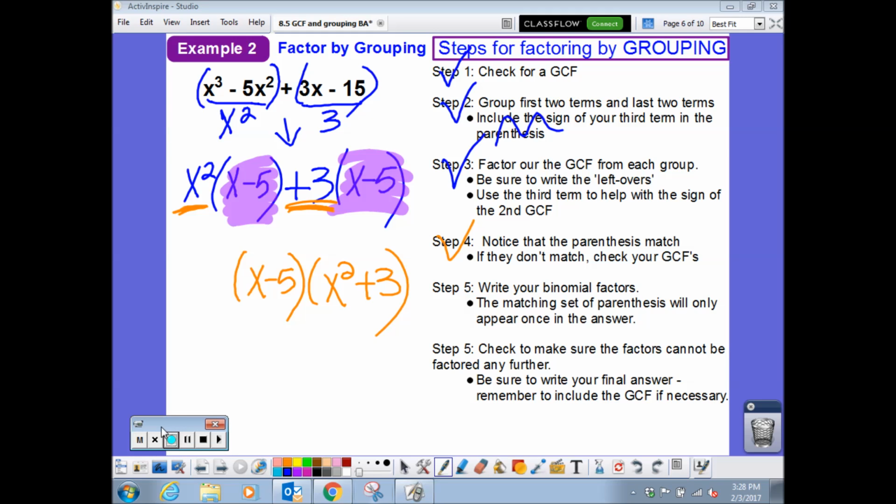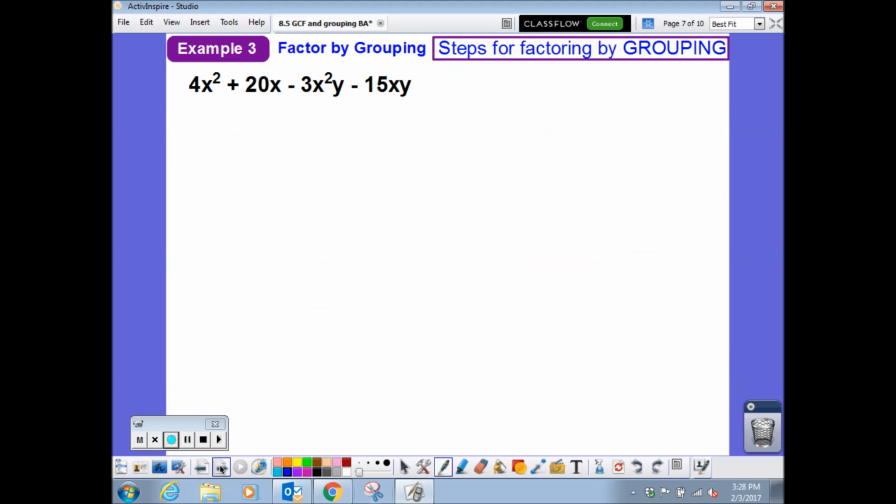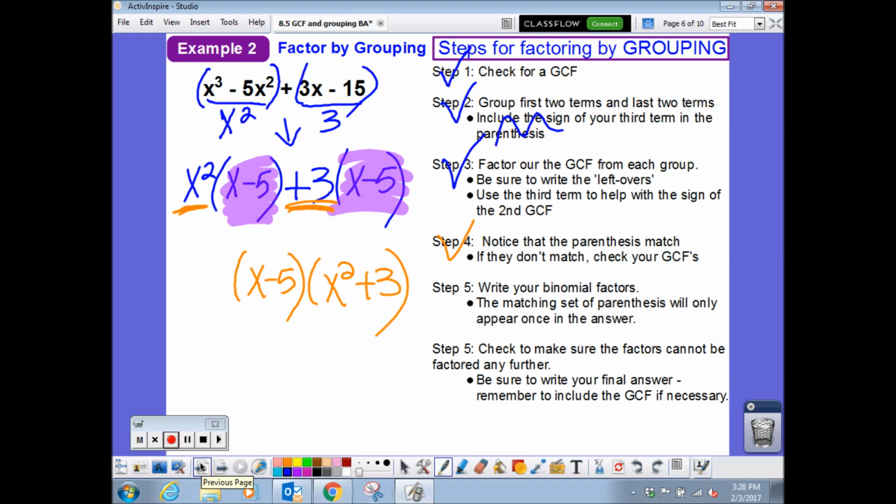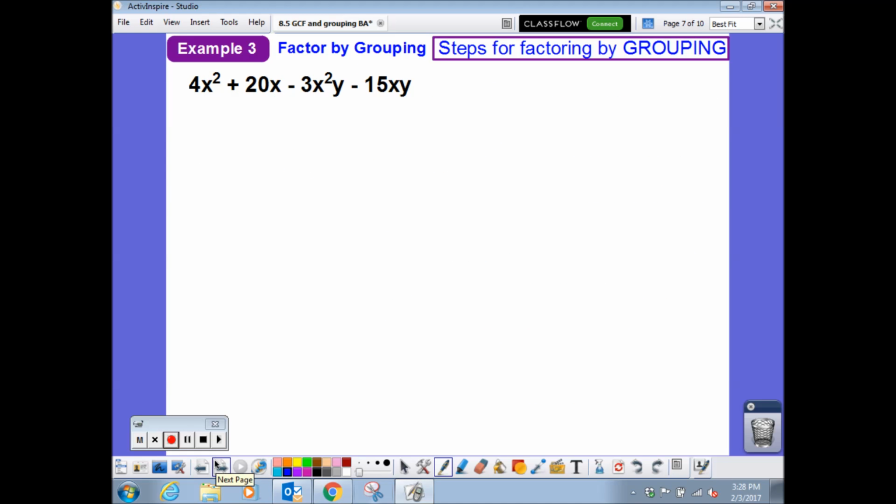Okay, so moving on to the next one. There we go. So remember the first step is we're going to look for a GCF. We didn't have one at the very beginning on the last one, but this one we do. Now there's not a number that goes into 4, 20, 3, and 15, but they do all have an x. So we have to divide that x out from the very beginning.